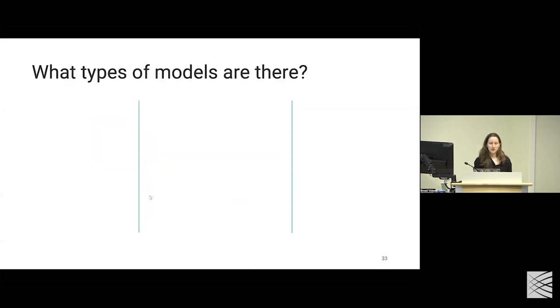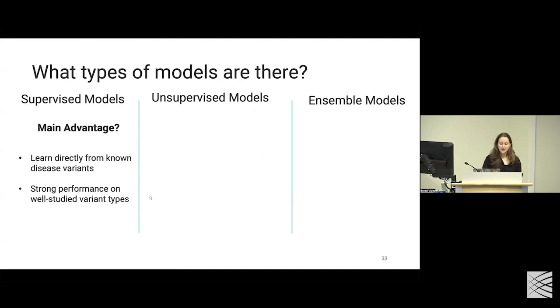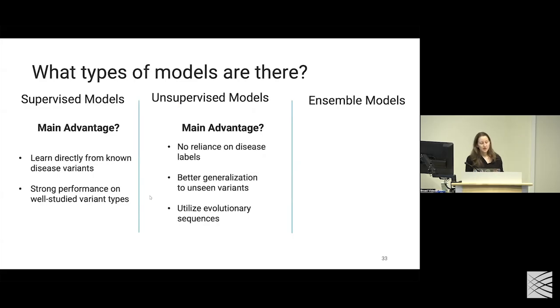So what types of models are there? What types of variant effect predictors are there? How can we think about this? Well, we can have supervised models. We can have unsupervised models. We can have ensemble models. Supervised models, they're great. We can learn directly from known disease variants, and we get strong performance on well-studied variant types. Requires labels. If you have it, use it.